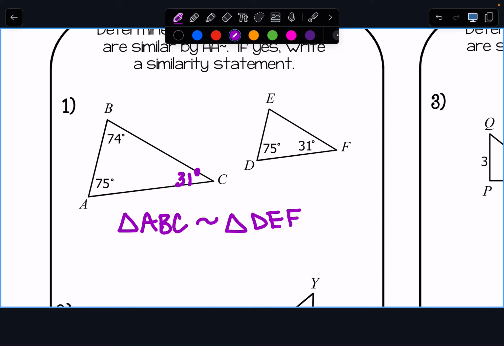They are similar because we have 2 sets of angles congruent. So this is what I want you to write: triangle ABC is similar to triangle DEF by angle, angle. No, they're not the same size because our sides can be different. Do you see, like visually, doesn't it look like ABC is bigger? Because it is. So the angles are the same, but the sides are not.